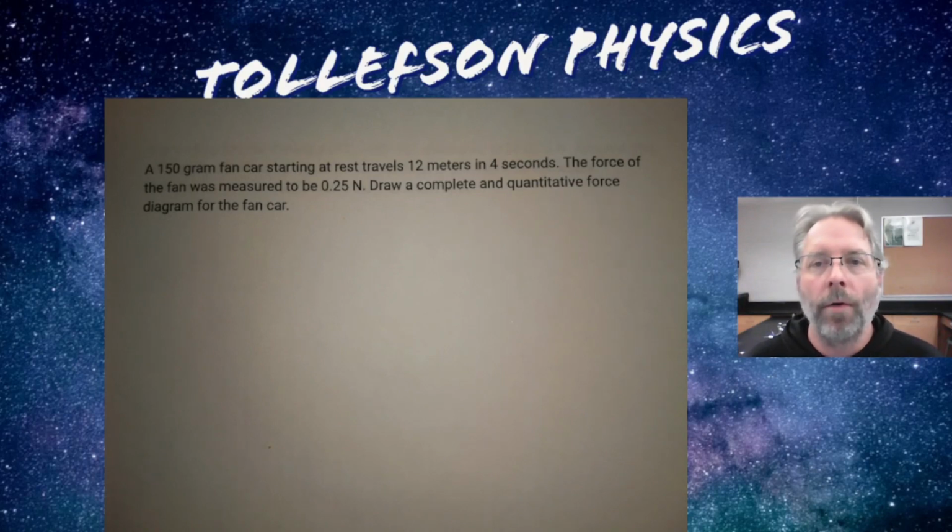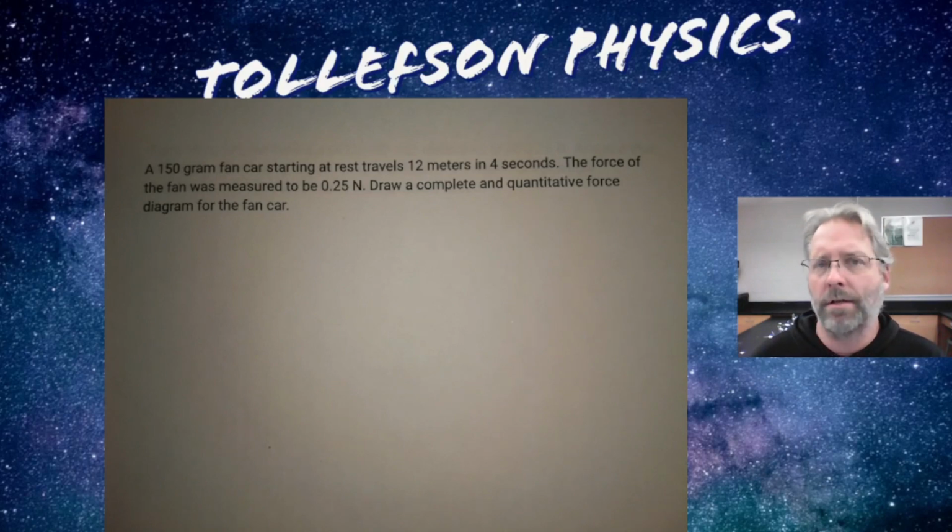And so we're going to be making position and time measurements in the hallway, and we're going to try to figure out what the accelerations are, and what the potential forces are on the car. So in this particular case, I have a 150 gram fan car that starts at rest and travels 12 meters in 4 seconds. The force of the fan is known to be 0.25 newtons, and so we're going to draw a complete quantitative free body diagram, or force diagram, for that car.